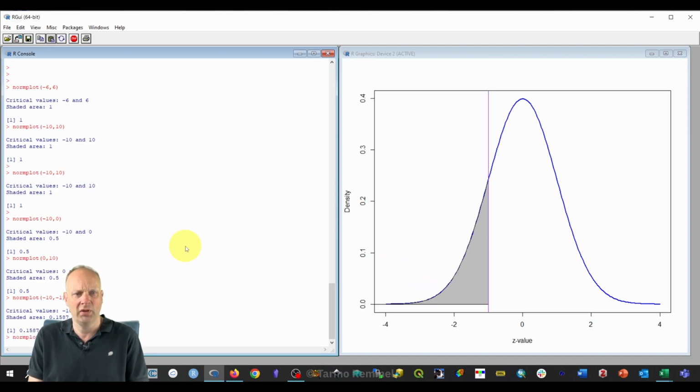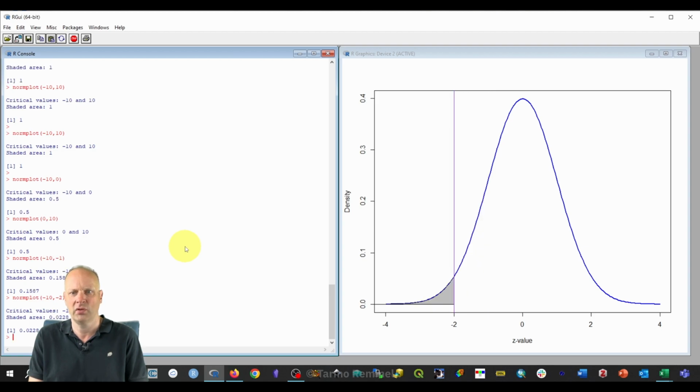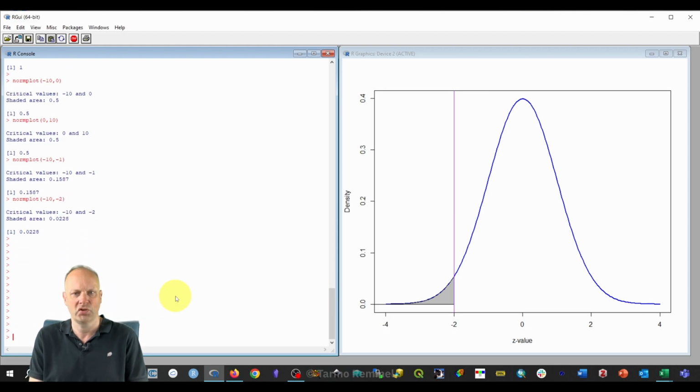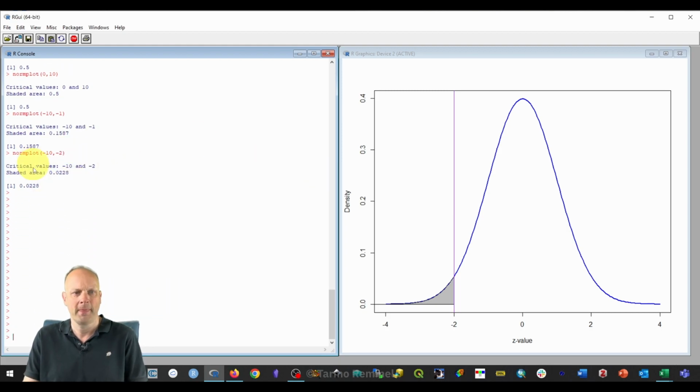So let's keep going farther out. Rather than starting at 1 z-score, let's go to 2 z-scores. And now this is starting to fall behind my shoulder, so I'm just going to go up.